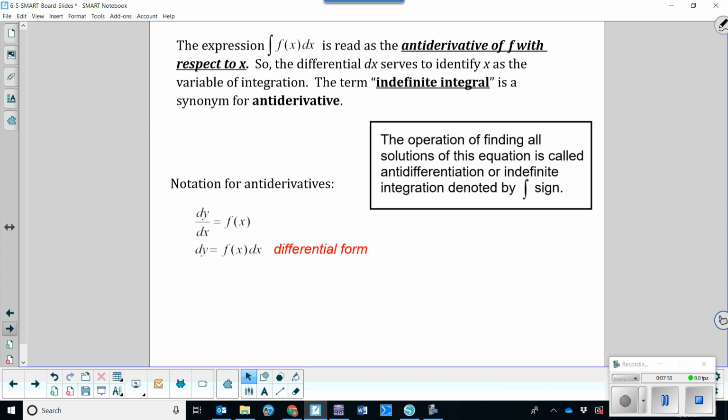Okay, so let's talk about sort of how we read all of this, and then we're going to look at the rules. So the expression is read the antiderivative of f with respect to x. So that's one way to read that. Now, this notation is a little bit different. So we've kind of talked about this as we've gone through the year.